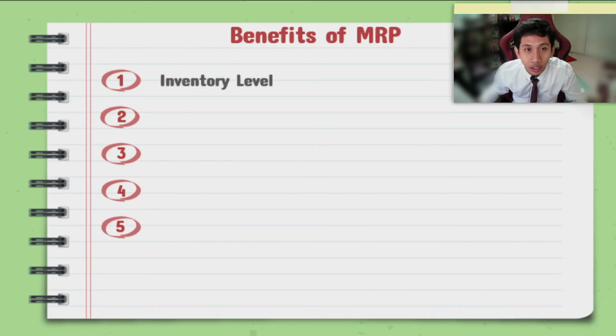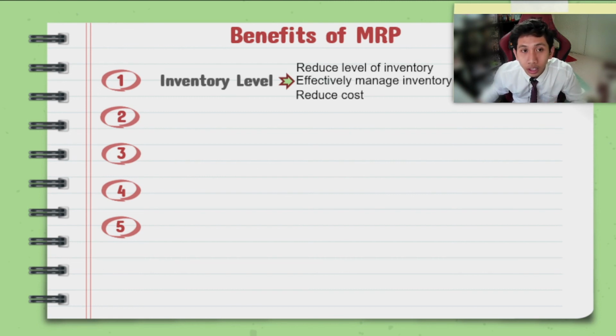The first one is inventory level. MRP enables inventory managers to reduce the level of component part and raw material inventory. As inventory associated costs are one of the highest incurred in manufacturing, MRP allows manufacturing operations to effectively manage their inventory levels and reduce costs.